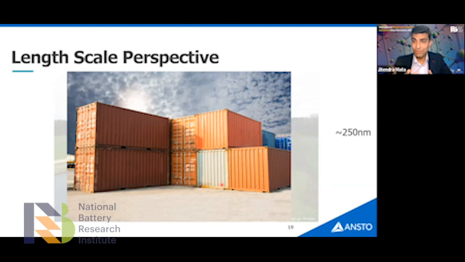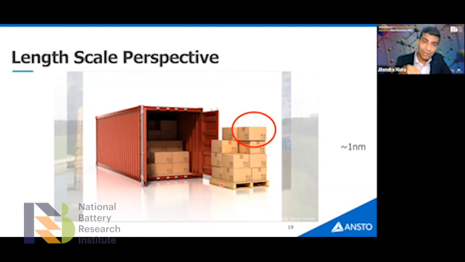You can see their features and everything very nicely, and that is roughly 250 nanometer, which is the SANS region. Now, zoom in even further, go inside the container and see one box, which is 1 nanometer. So this gives you an idea that combining SANS and USANS gives you information at so many length scales that this is very valuable information. So that's basically the size range point of view.